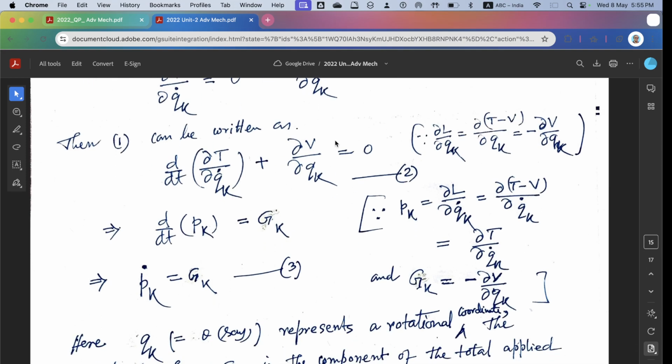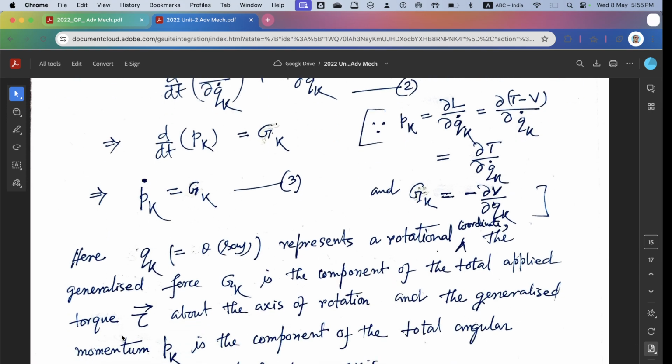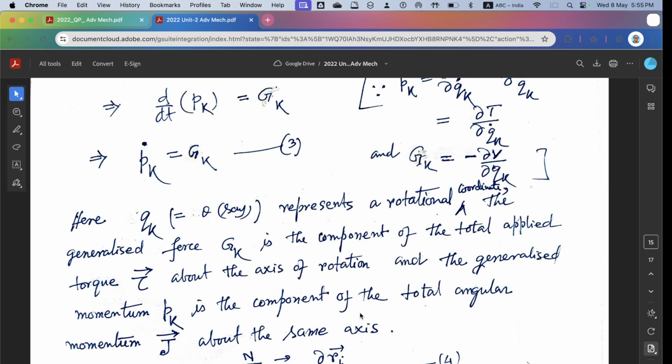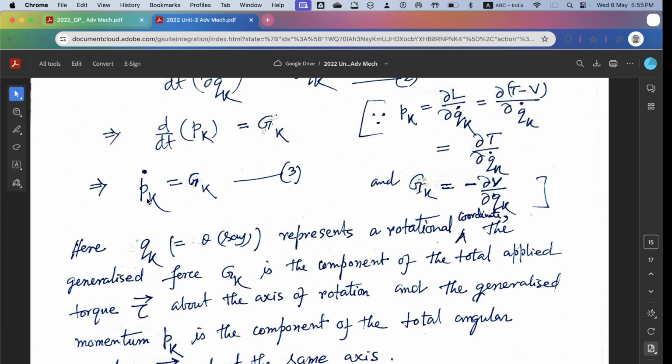This gk is actually minus del V by del qk, where qk is theta, representing the rotational coordinate, and the generalized force gk is the component of the total applied torque tau vector about the axis of rotation, and the generalized momentum pk is the component of the total angular momentum capital J vector about the same axis. So this is pk dot equal to gk, this expression.